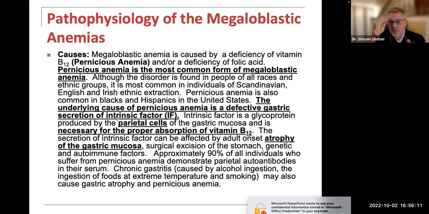About 90% of all individuals who suffer with pernicious anemia demonstrate parietal autoantibodies. So it's like their body is attacking the parietal cells. Chronic gastritis that's caused by alcohol consumption, sometimes foods of extreme temperature, and even smoking, can also cause gastric atrophy and pernicious anemia.